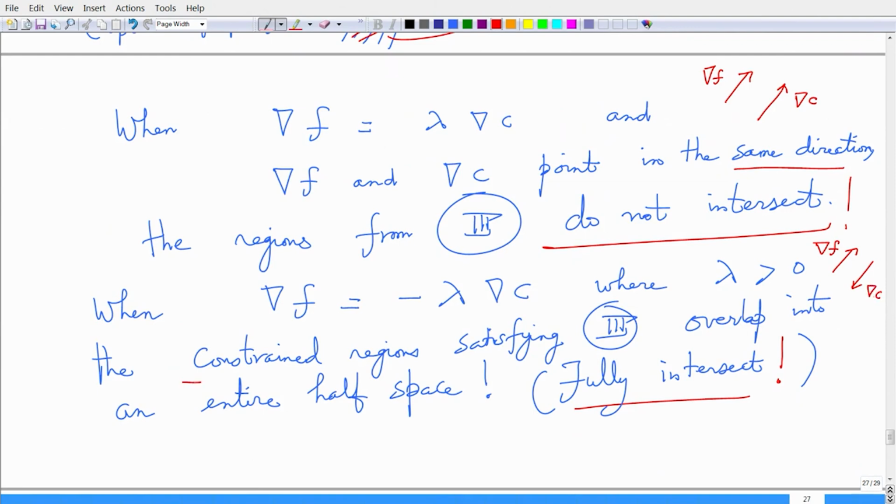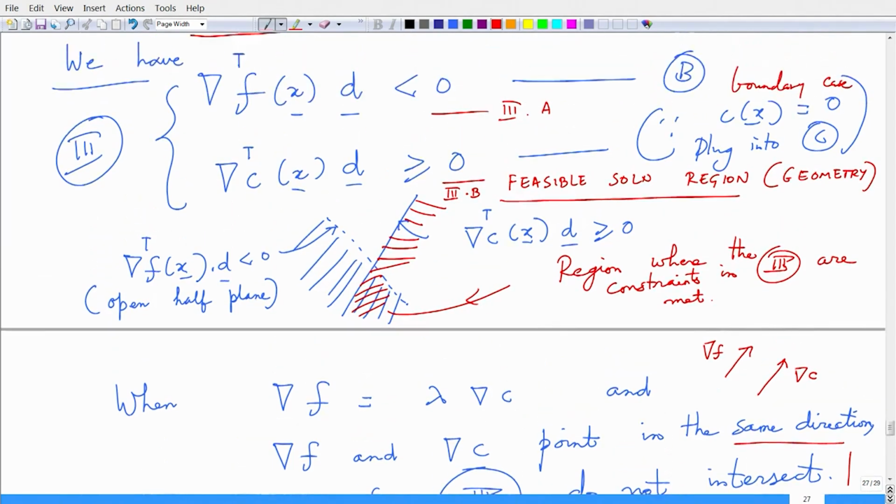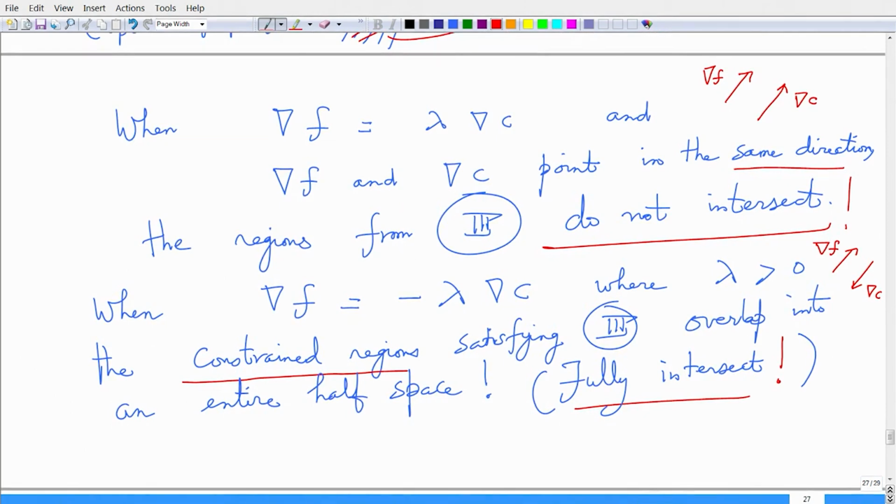the constraint regions completely overlap to form the half plane. It is like you rotate this plane del c transpose d greater than or equal to 0, just aligned with the plane of the, that is what it means. So, in one case when they are pointing the same direction, they do not intersect, and in the other case when they are pointing in opposite directions, they overlap to the entire half space, and we choose the same lambda which is greater than 0, so that we are consistent with how we write.